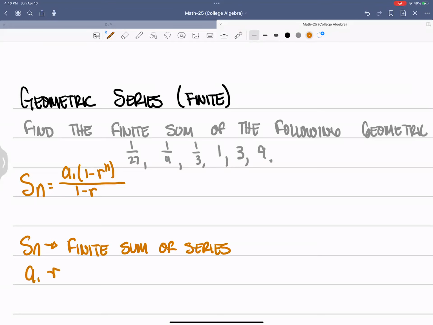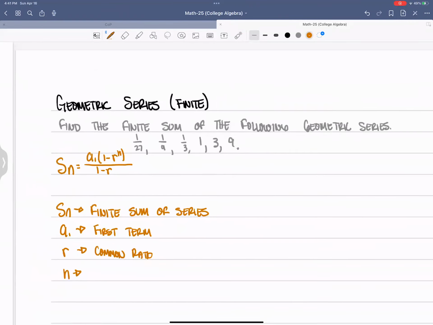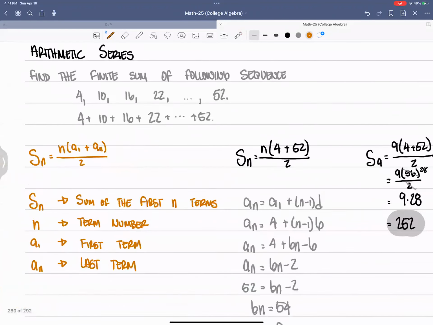a1, I feel like we're experts at this point of knowing what a1 is. That's the first term. We have r, similar to the geometric sequence. r is our common ratio. And lastly, we have n. What do we call n again? The term number.